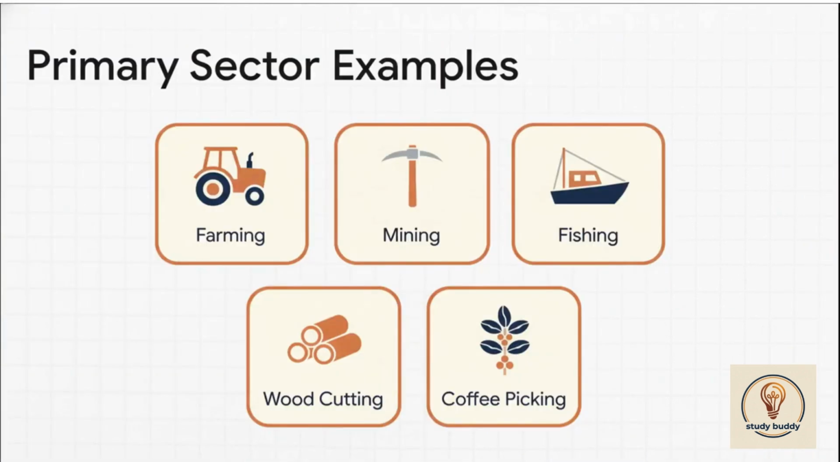Yeah, and these examples really drive the point home. We're talking about the absolute fundamentals: farming for our food, mining for metals and minerals, fishing from the oceans, cutting down timber, and even picking coffee beans. You see the pattern? Every single one involves taking something raw, something natural, straight from the planet.